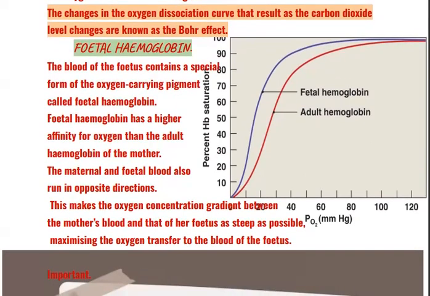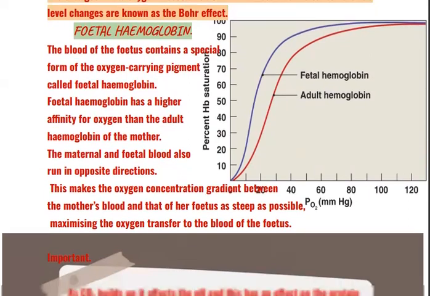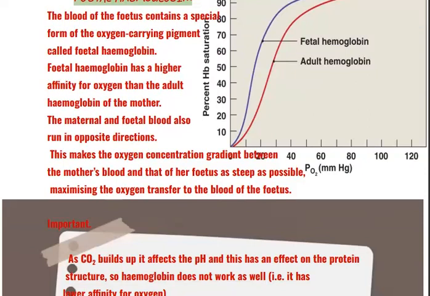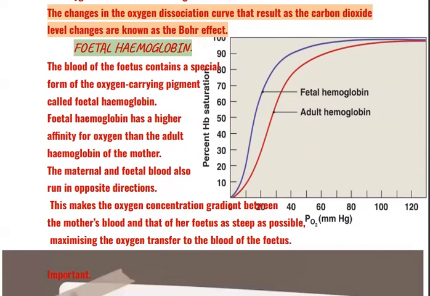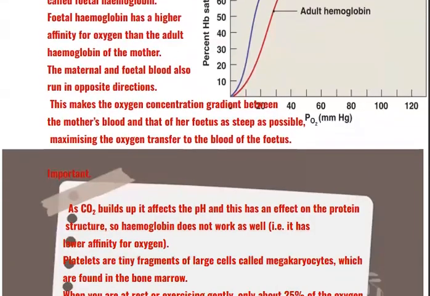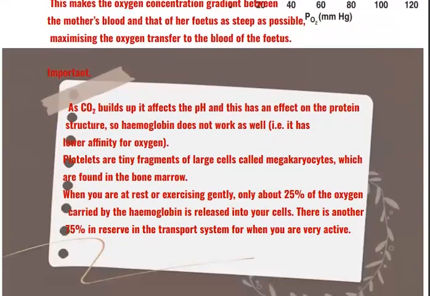Fetal hemoglobin. The blood of the fetus contains a special form of the oxygen-carrying pigment called fetal hemoglobin. Fetal hemoglobin has a higher affinity for oxygen than the adult hemoglobin of the mother. The maternal and fetal blood also run in opposite directions. This makes the oxygen concentration gradient between the mother's blood and that of her fetus as steep as possible, maximizing the oxygen transfer to the blood of the fetus.